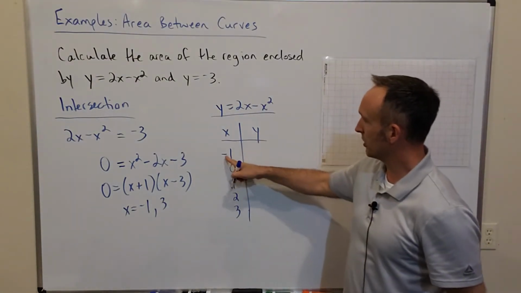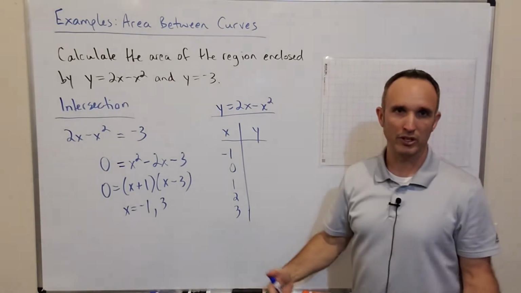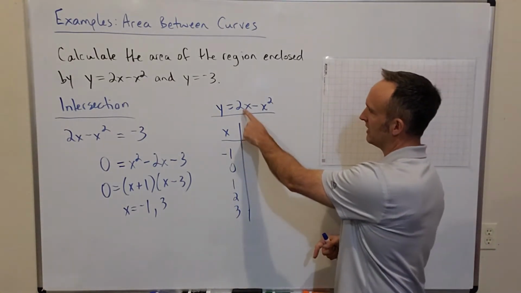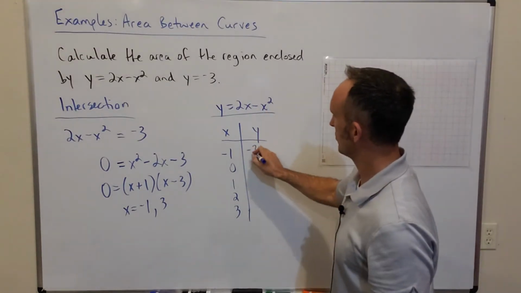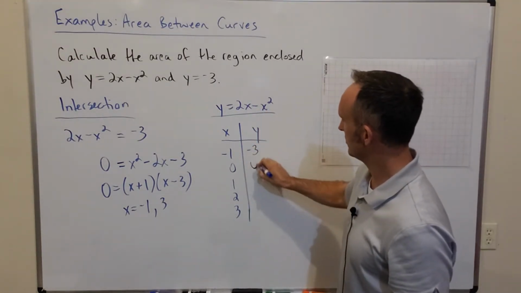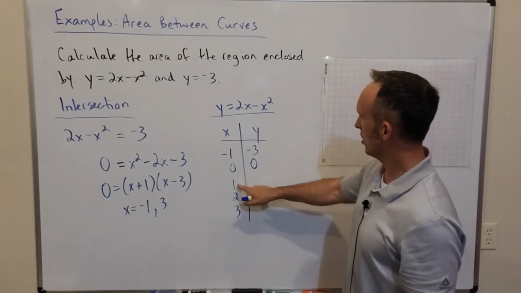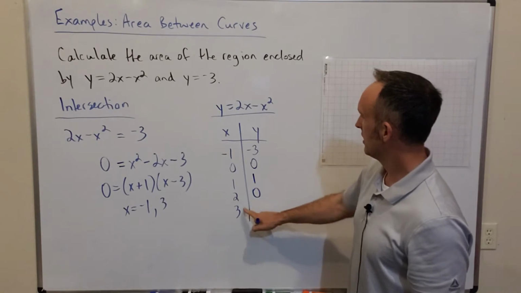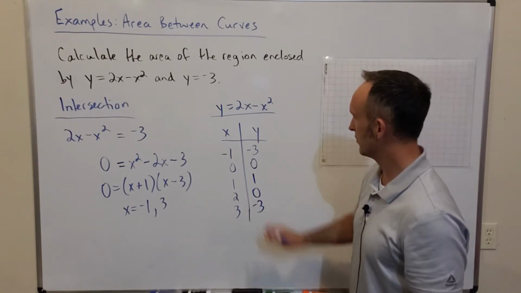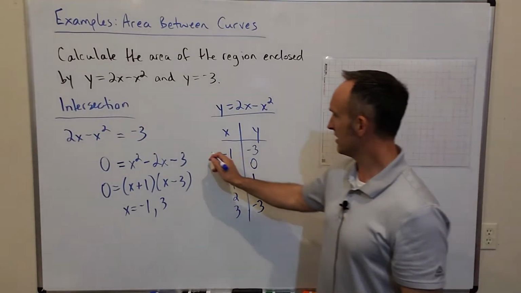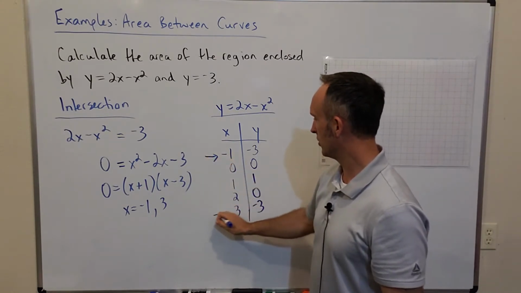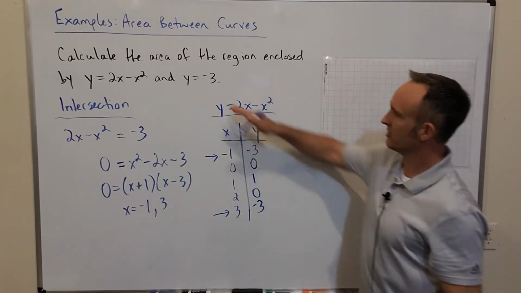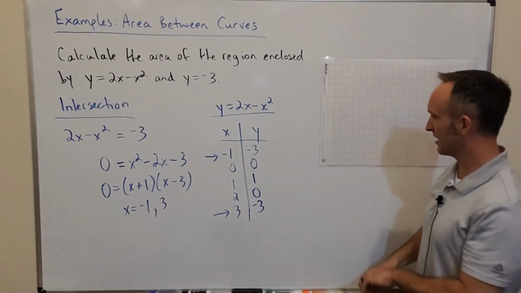All right, now I have to plug values in, and I'm going to plug these in pretty quickly because we have a lot to get through. If I plug -1 in, I get -2 minus 1, which is -3. If I plug in 0, I get 0. If I plug in 1, I get 1. If I plug in 2, I get 0. And if I plug in 3, I get -3. So these two points, when x is -1 and when x is 3, should be where the two curves intersect. Now this is a horizontal line, so we'll see that that's actually true.